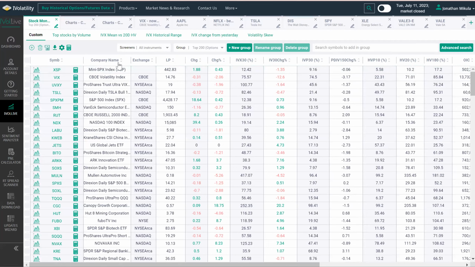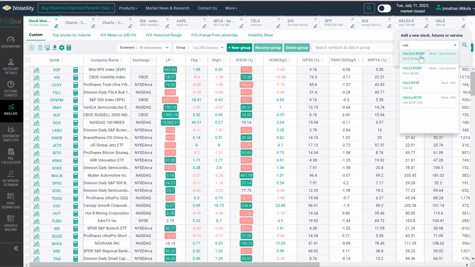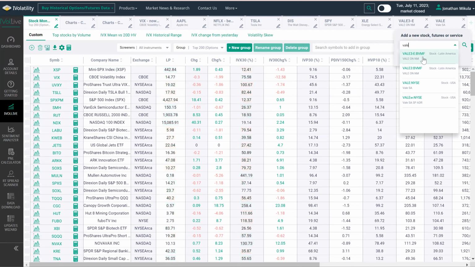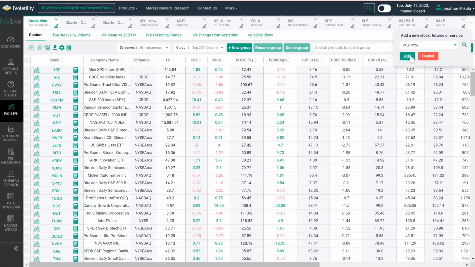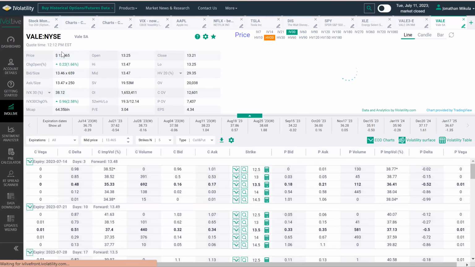So once you have the name that you're most interested in, you can either click on it here or key it in. I've already keyed in Vale, but this is a great example. So depending on if you were based in Brazil and you were trading the Brazilian market, you'd want to click on this, the Vale 3-E, because this shows you the exchange that it's on, PVMF, right, which is the B3 exchange. Now, if you're located, let's say in the US, like I am, I click on the US symbol, which is here, NYSE. And I hit add, and you can see Vale appears.